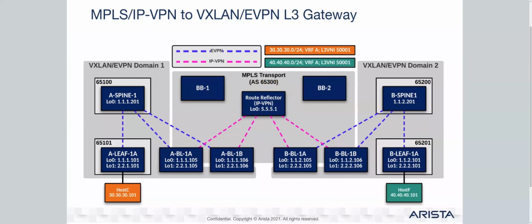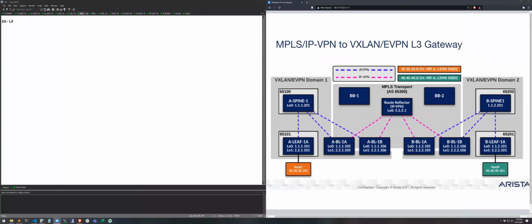Now, ultimately, the goal of this demo is to enable IP communication between host C and host F. This communication is currently broken, and we're going to take a look at why. Once we've identified the problem, we'll hop into the configs and provide a solution. All right, so let's take this off the whiteboard and pivot into the lab.